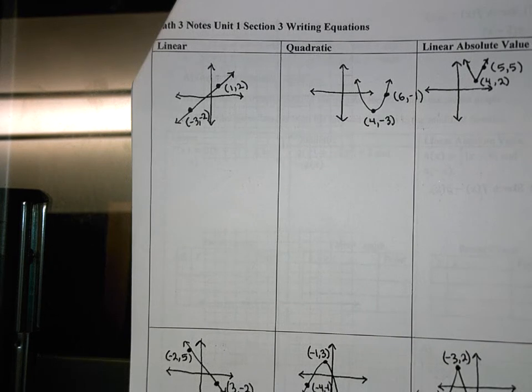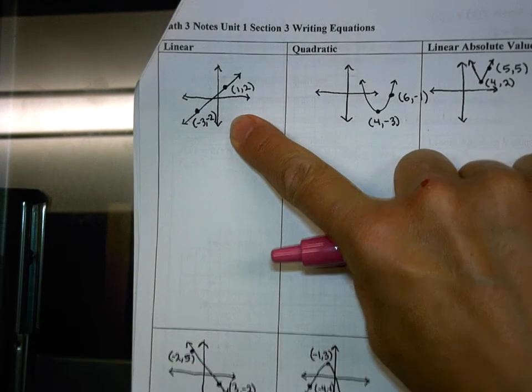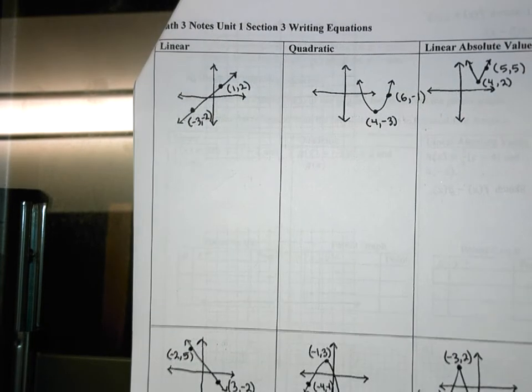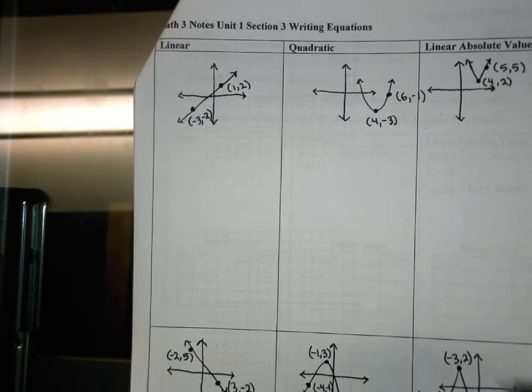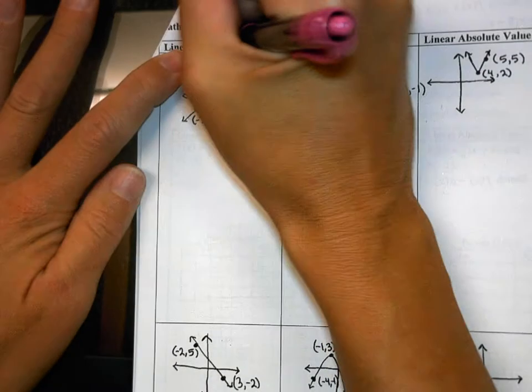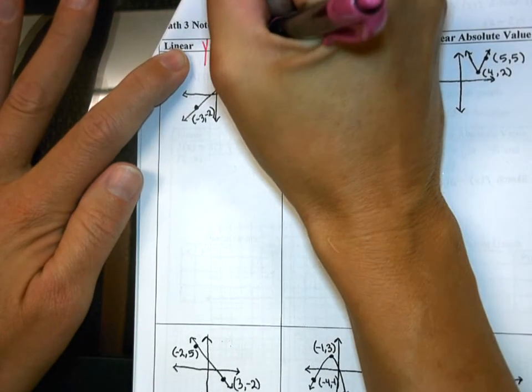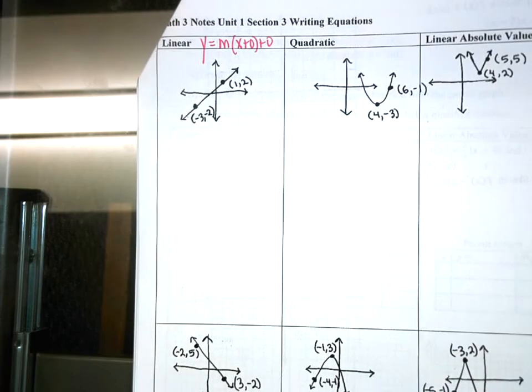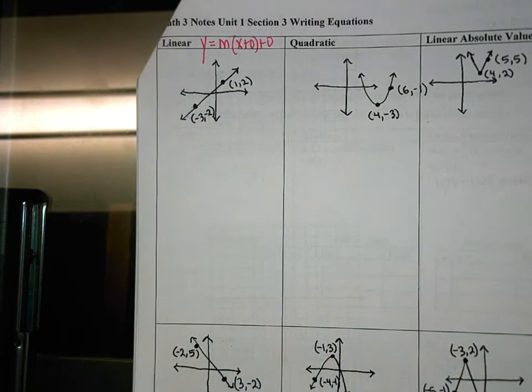Math 3, Unit 1, Section 3. Today we're going to be working on writing equations. So, starting here, we have a linear equation. Remember when we were writing our lines, our parent graph was y equals m times x plus 0 plus 0. Do you guys remember that back from Section 1?